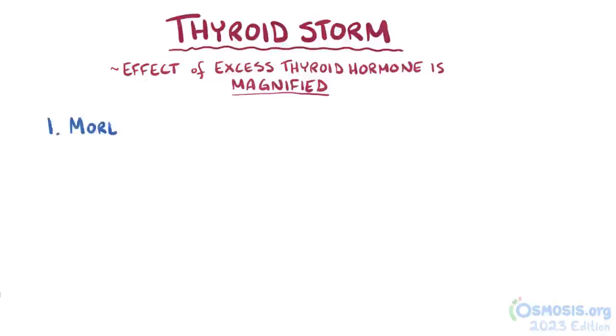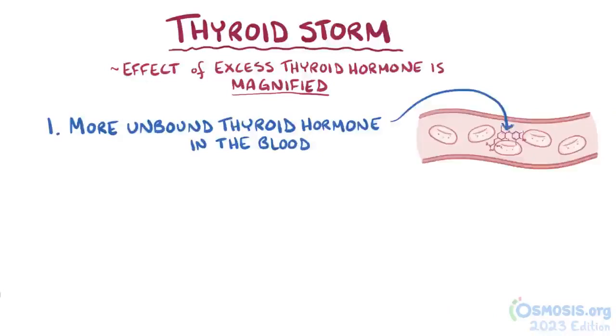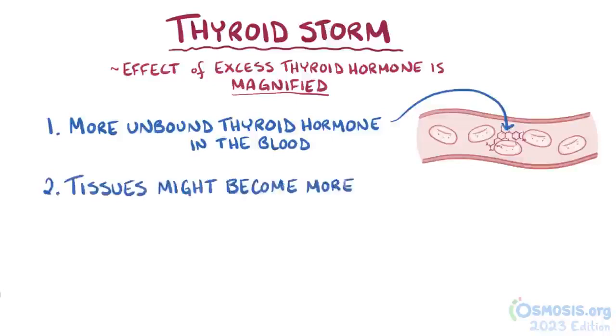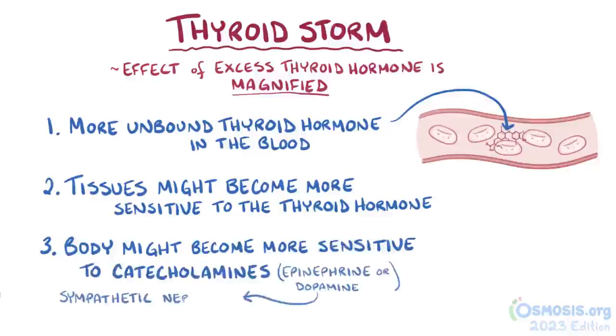The first is that there may be more unbound thyroid hormone in the blood, which is the active form of the hormone. The second is that the level of unbound thyroid hormone may be unchanged, but the tissues might become more sensitive to thyroid hormone. Third, the body might become more sensitive to catecholamines like epinephrine or dopamine, which are part of the sympathetic nervous system.